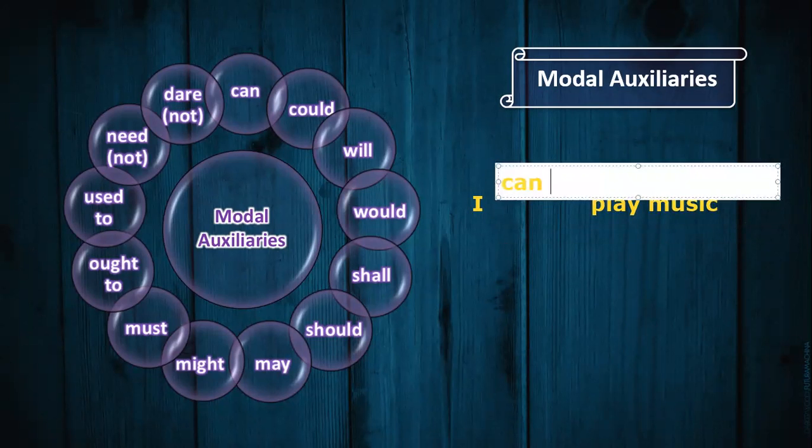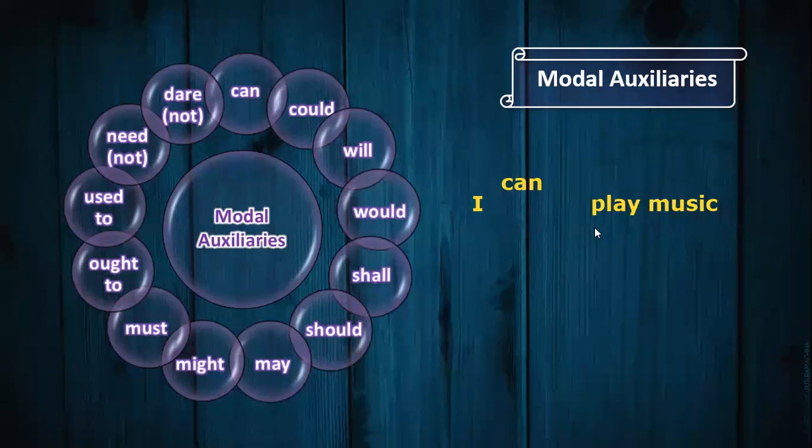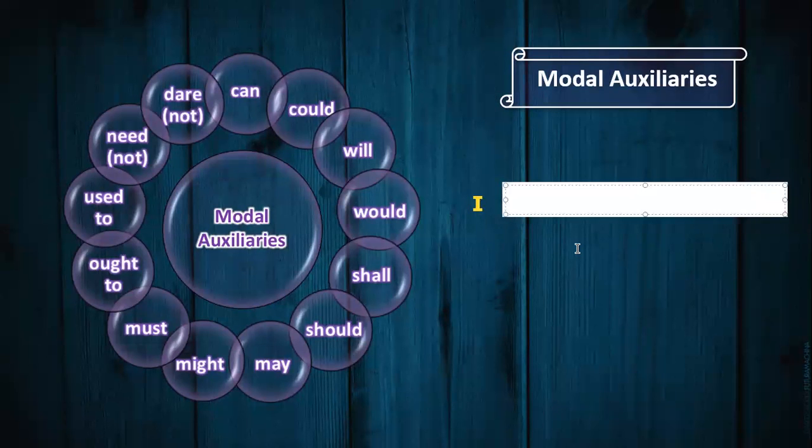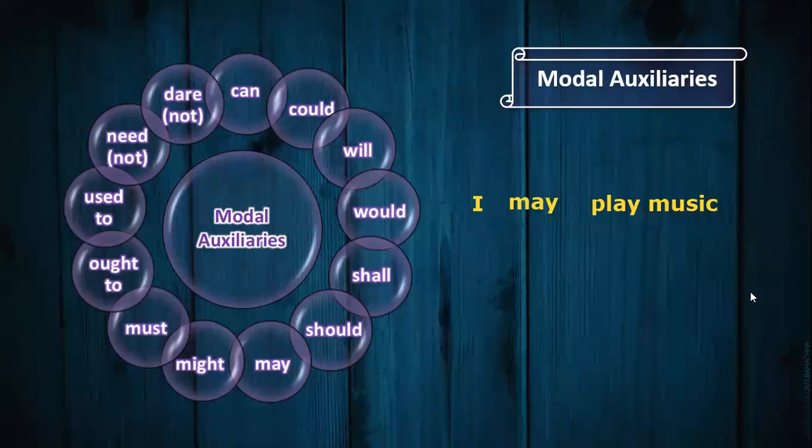Let's try with can. If I say, I can play music, it shows my ability. Can you play music? Yes, I can play music. But if I write may, I may play music. This time it is not ability, but it is showing some possibility, that I may or may not play it.